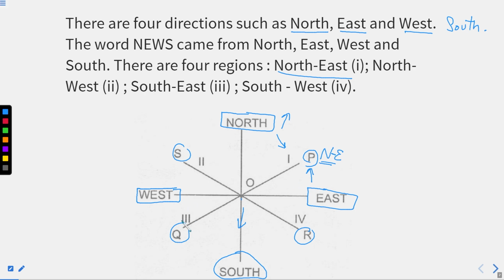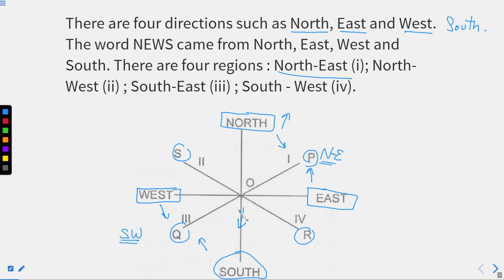And if we look towards the letter Q, we know that it is in between the west direction and the south direction. So it will be considered as southwest. I hope this is also clear. So basically, northeast is the region between the northern direction and the eastern direction, and southwest is the region between the southern direction and the western direction.